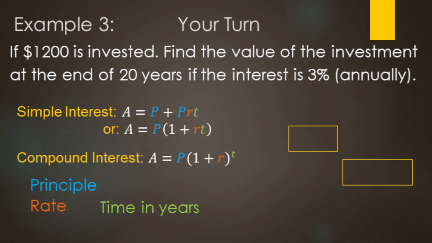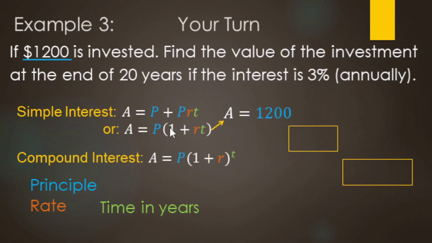Let's have you go ahead and try this one out on your own. Pause the video, then come on back and see how you did. So here we have $1,200 invested for 20 years at a rate of 3% annually. So with simple interest, there are actually 2 different formulas you could use. The last example, I used the top one. So for this one, I'll use the bottom one. So that way you can see it both ways. So A stands for the amount that you have after the years are up. P stands for principal. That's your start amount, 1,200. So P gets replaced with 1,200.